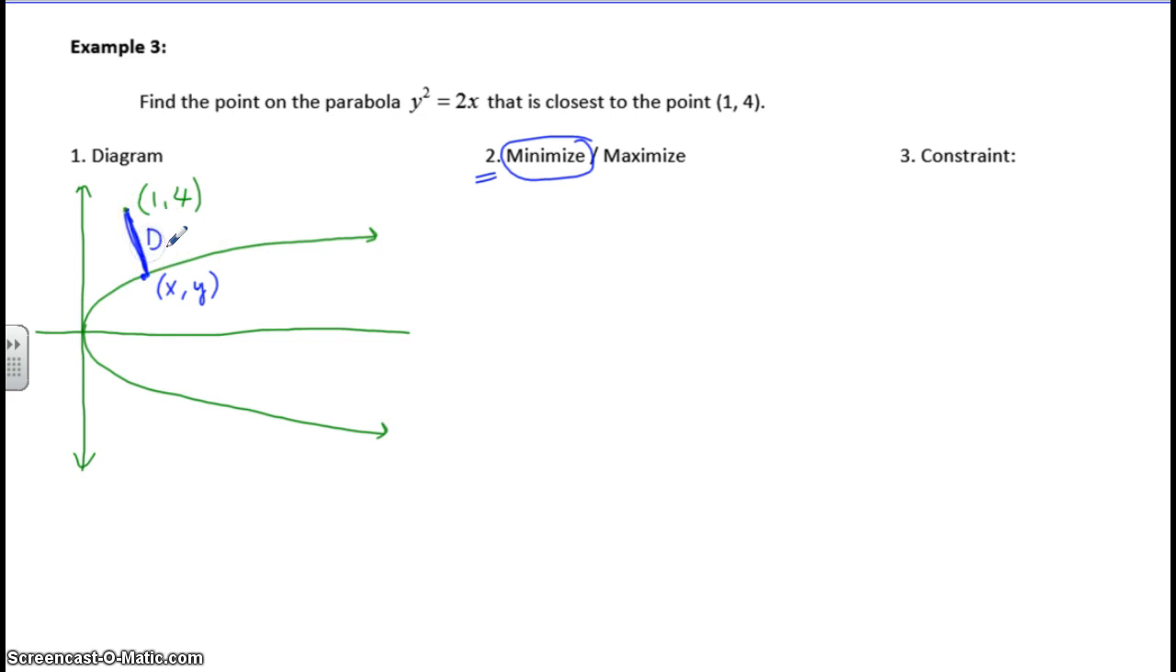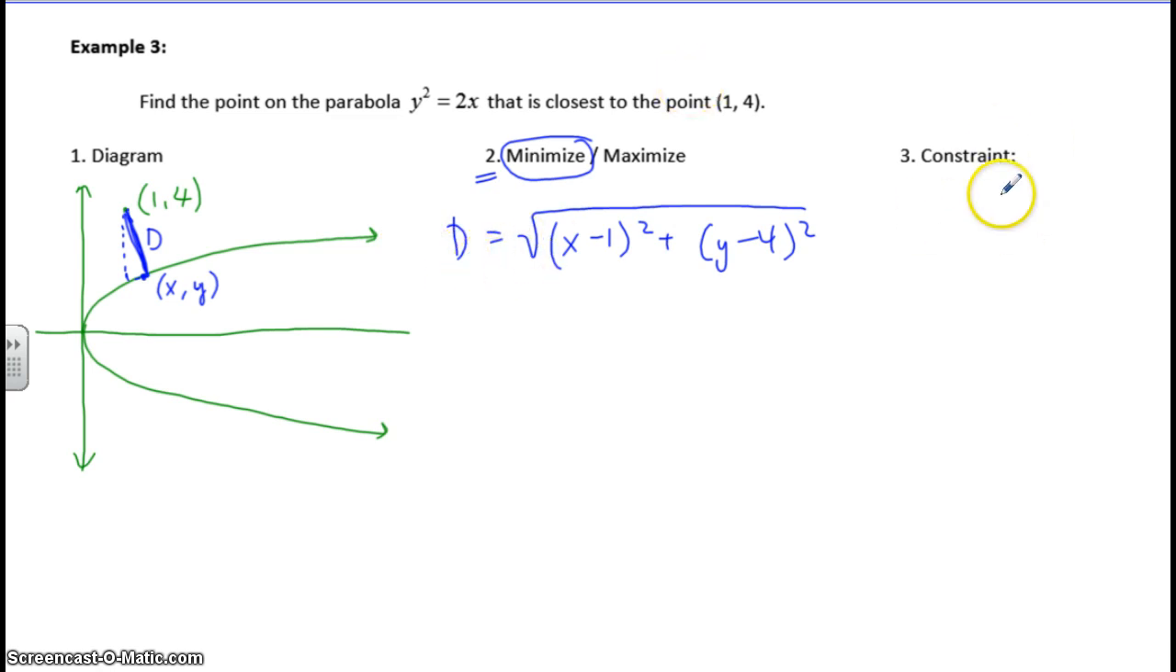Right? So if I call this D, I want to minimize this distance D. If you remember the distance formula between 2 points, it's the square root of (x minus x1) squared plus (y minus y1) squared. It's essentially your Pythagorean theorem. Because it's a square, I'm going to do x minus 1 and then y minus 4. So (x minus 1) squared plus (y minus 4) squared. Right? We want to write this in terms of one variable.